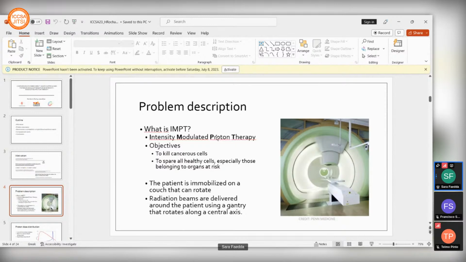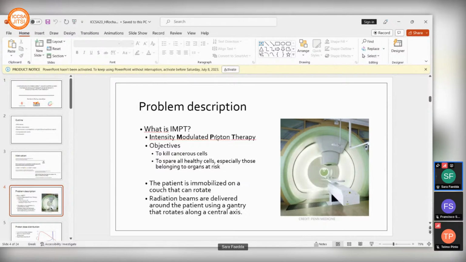So the problem we want to address is the optimization of intensity modulated proton therapy treatment planning. And this is a modern type of radiation therapy that we still don't have in Portugal. There are a few countries in Europe that already use protons. In Portugal, it's planned to have a facility in Lisbon in the next few years. I hope it's before we have a new airport, otherwise we will not have a facility.